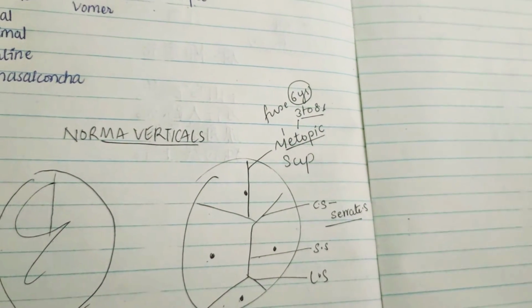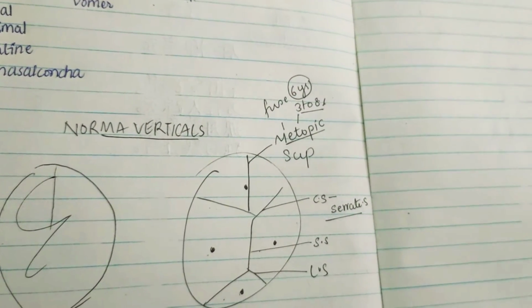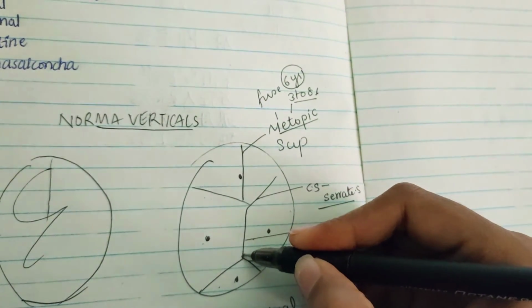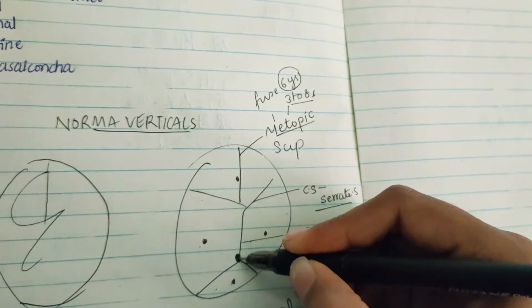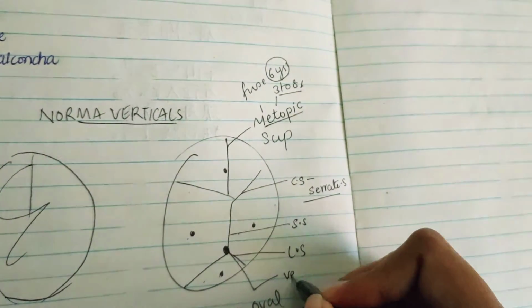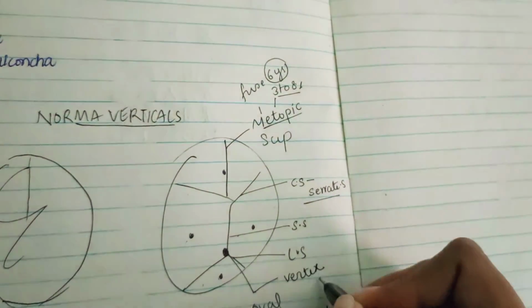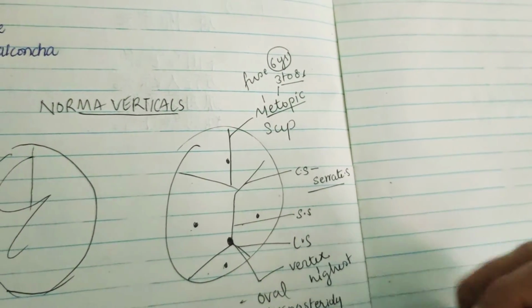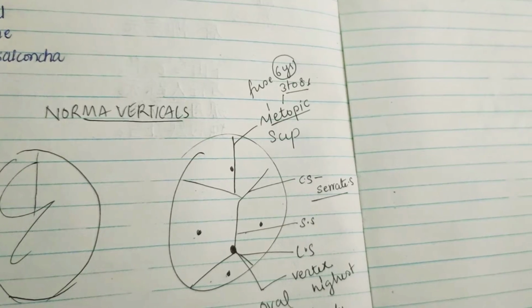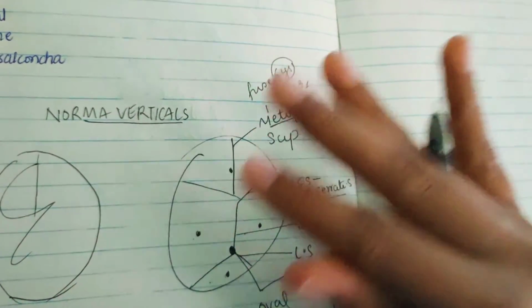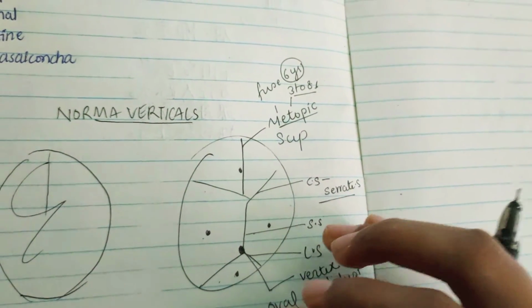Okay, now coming to some other different features like the vertex. So what is the vertex? If you see here, somewhere over here you will find the highest point of the skull. So the highest point is called the vertex. So vertex is the highest point. And coming to the vault of the skull, if you see the vault of the skull, it is like an arch roof. It is like a roof for the dome of the skull.